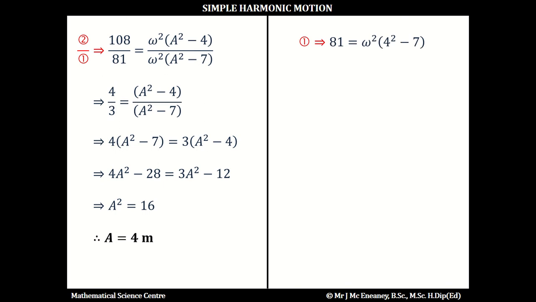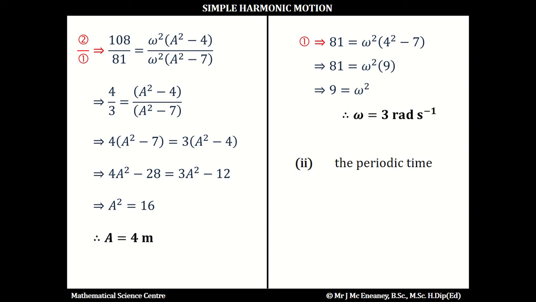If we substitute that value of a into equation number 1, so 81 equals omega squared times (4 squared minus 7). Now 4 squared is 16, 16 take away 7 is 9. So 9 omega squared is 81, this means omega squared is 9, and omega then is the square root of 9, which is 3 rads per second.